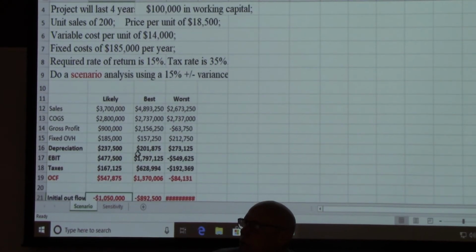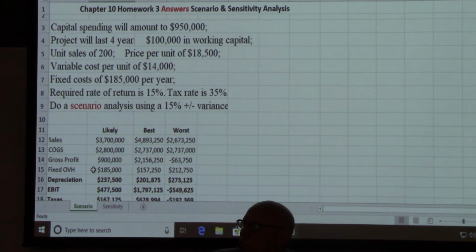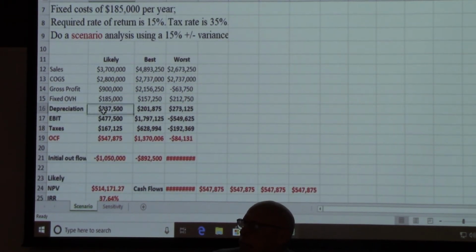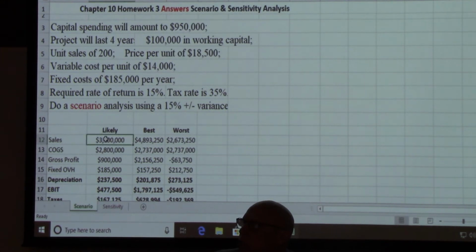Now, our depreciation is our $950,000 divided by 4 years, straight line, no salvage value. So it's $237,500. So let's do our sales. Our sales are 200 units per year times $18,500 per unit. So our sales are $3,700,000. Variable cost is $14,000 per unit. So that would be 200 units times $14,000 per unit.